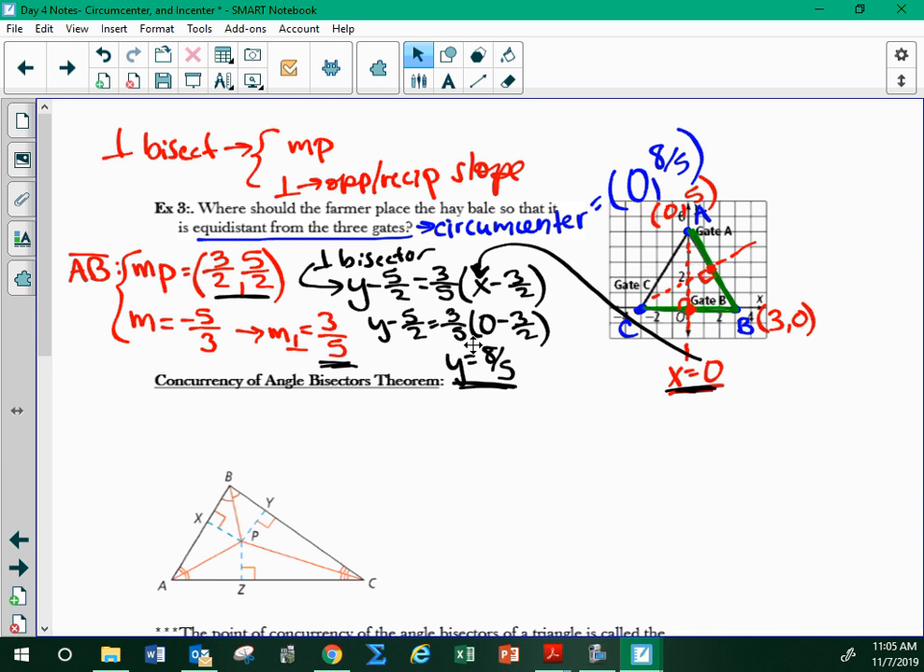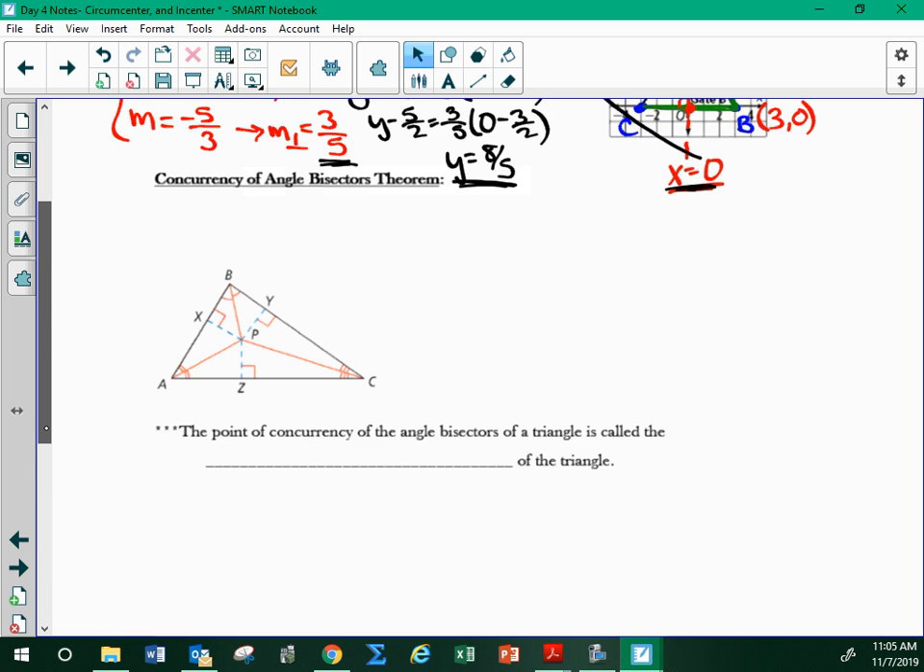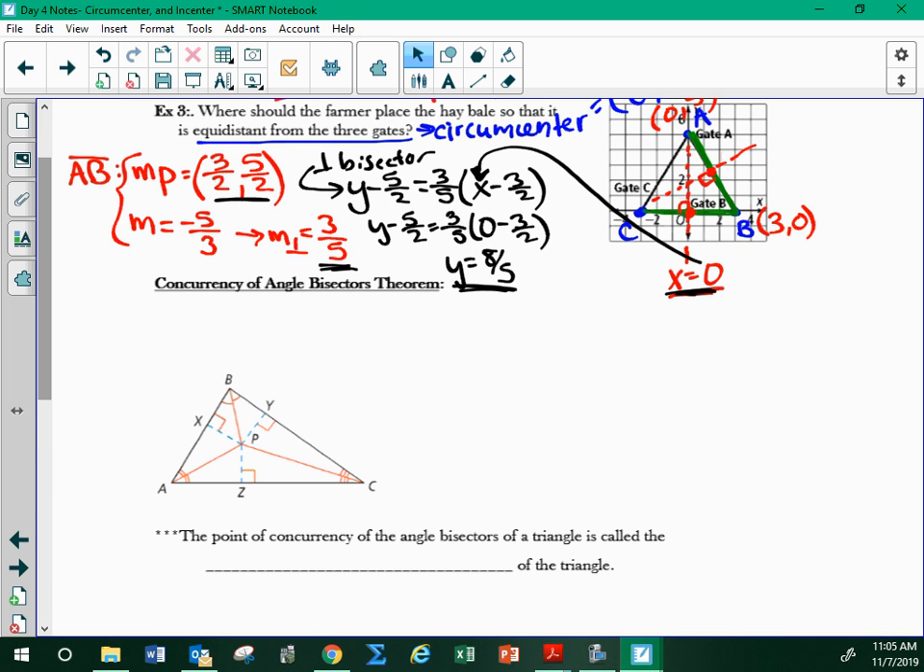Okay, questions with that? So that was all with perpendicular bisectors. They meet at the circumcenter, which is equidistant from the vertices. The other thing we're going to look at today is the angle bisectors theorem. And you'll notice there is no coordinate geometry after this. We will not be doing angle bisectors on a coordinate plane, because do you have a way to figure out how to bisect the angle on a coordinate plane? No. So we will just always have pictures for this.